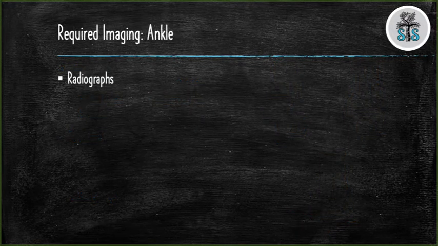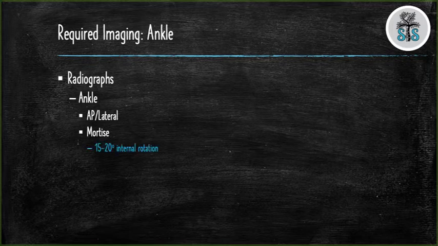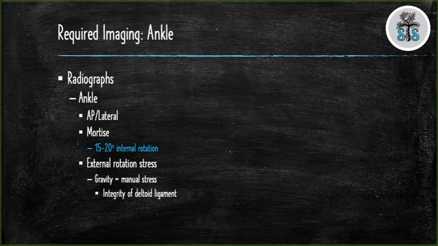Do you know what images you should obtain when you suspect an ankle fracture? You need to obtain an AP, a lateral, and a mortise radiograph of the ankle. The mortise view of the ankle is performed with the leg internally rotated 15 to 20 degrees. To test the syndesmosis, you can perform an external stress test or gravity stress test. You will be looking for whether or not there is gapping of the medial clear space.